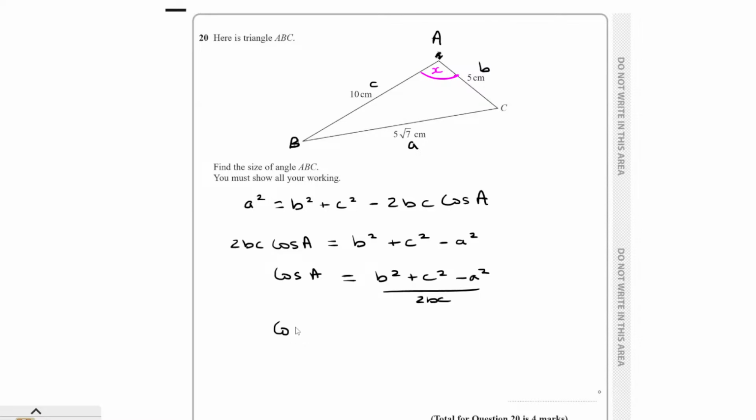Now we sub it all in, so cos of the angle X is 5 squared plus 10 squared minus 5 root 7, put that in brackets, squared. We've obviously got surds here. Over 2, 5, 10.